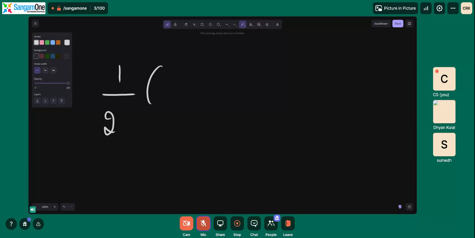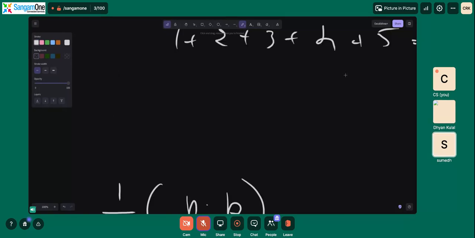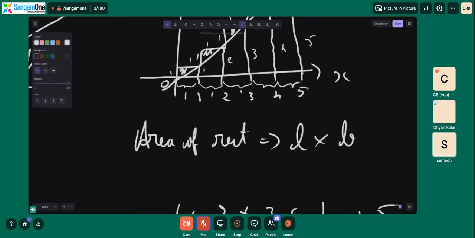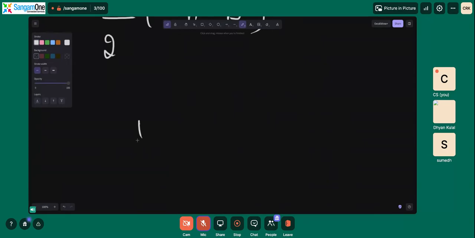Half into height into base, basically. Area of the rectangle is height into breadth. So now, in our question, what is the height? What is the base? Both are 1, right? So I can write half as common.